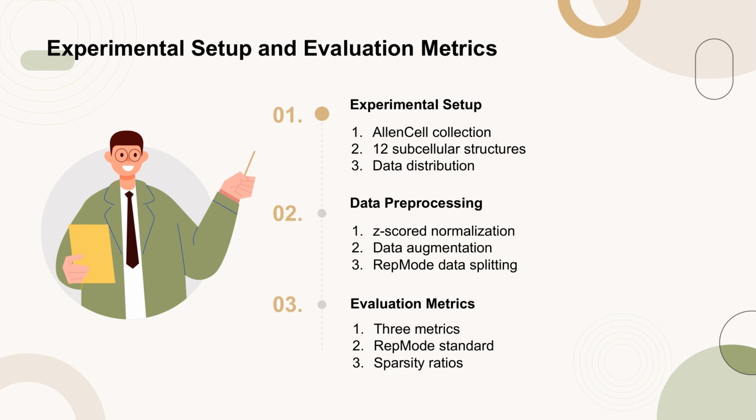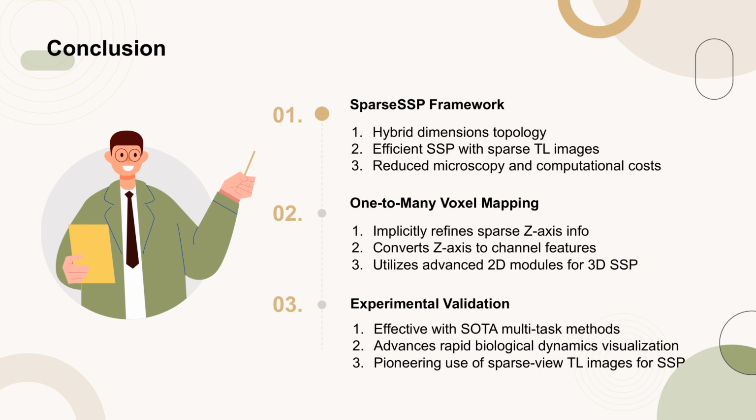The SparseSSP framework introduces a novel approach to subcellular structure prediction, SSP, by employing a hybrid dimensions topology. This method enables efficient SSP using sparse transmitted light, TL, images, significantly reducing the need for extensive microscopy imaging and computational resources. By leveraging a one-to-many voxel mapping paradigm, SparseSSP implicitly refines sparse z-axis information and converts it into channel features, allowing advanced 2D modules to handle 3D SSP challenges effectively.